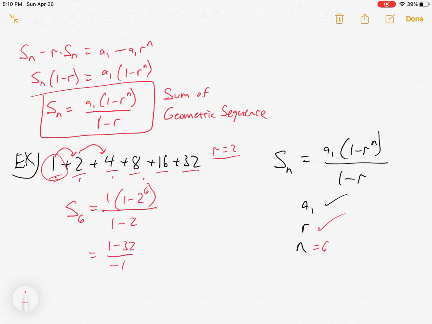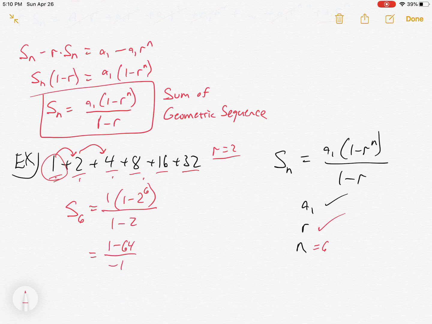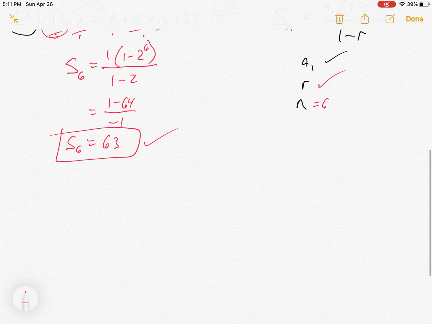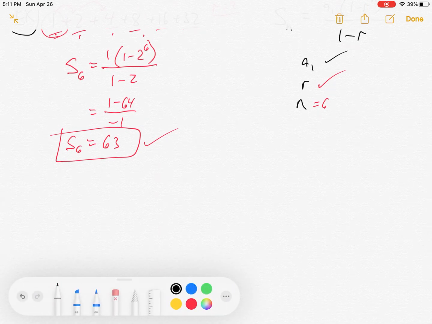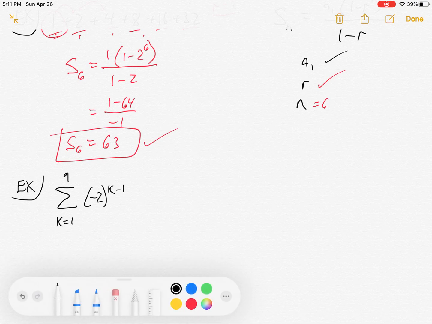So if we want to find the sum of these 6 terms, it's our first number times 1 minus R to the n, over 1 minus R. You have negatives and stuff, but they're all going to cancel. So this becomes 1 minus 32 over negative 1. Oops, I'm sorry, 1 minus 64 over negative 1, which is negative 63 over negative 1, or 63, just as we suspected. 63 games in a 64-team tournament.